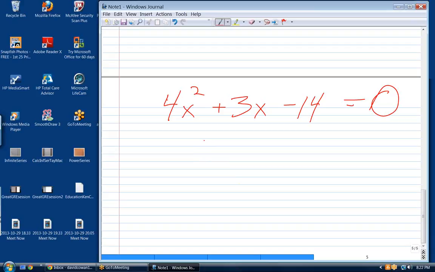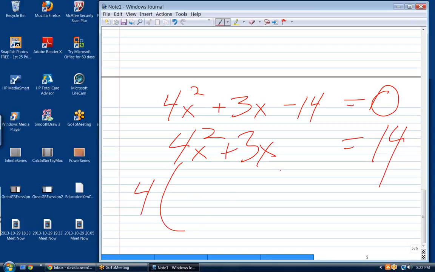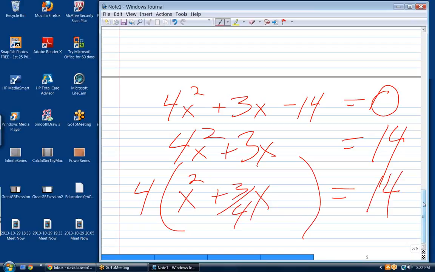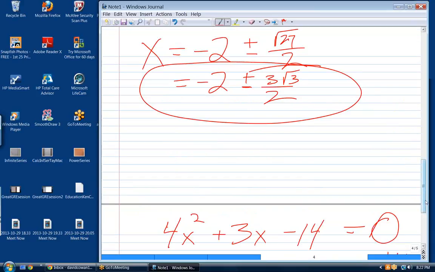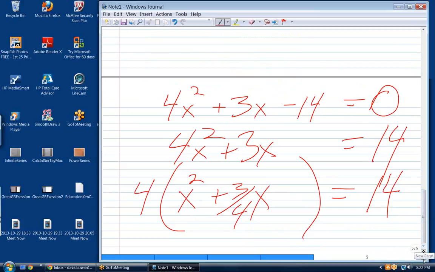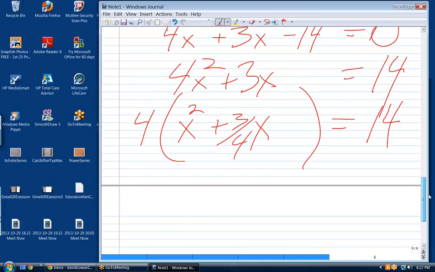First step, add 14. Next step, factor out 4, leaving x squared plus 3/4 x. Still no change. Now what? Divide by 4? No, not yet. We got to complete the square.